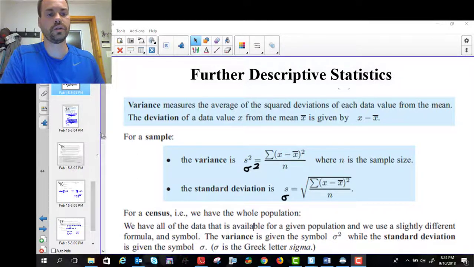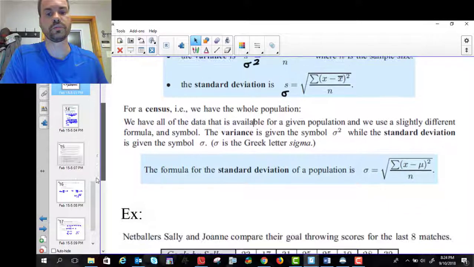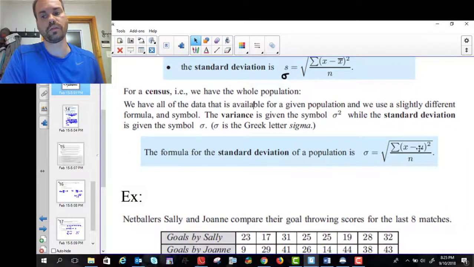And I've noted down here, we talked about this a little bit already, but there's a difference between the sample and the population. If you think that you have all of the data, then the variance is sigma squared, and the standard deviation is sigma. Typically we're going to assume that we have the population and not a sample, but there are two separate ones. So this is the standard deviation of a population.